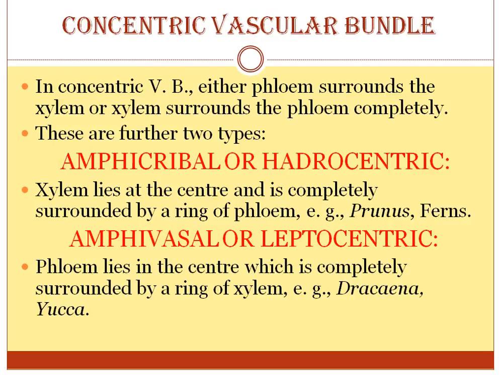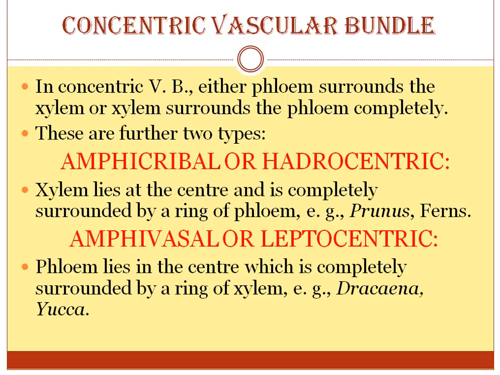In concentric vascular bundle, either phloem surrounds the xylem or xylem surrounds phloem completely. Concentric vascular bundles are further two types. First one is amphicribal or hadrocentric. In such vascular bundle, xylem lies at the center and is completely surrounded by a ring of phloem. Example, Primula and ferns. Second one is amphivasal or leptocentric vascular bundle.